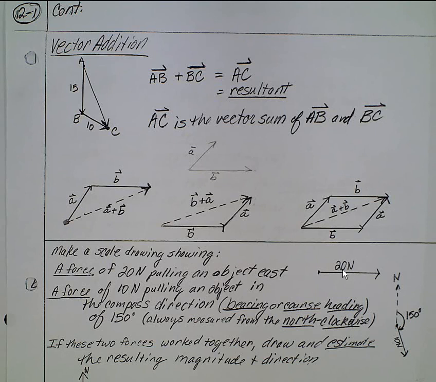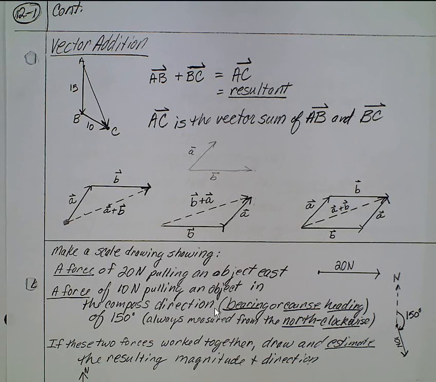Because the next thing they're going to ask you to do is draw a force of 10 newtons. Well, your 10 newtons should be half that length or half that strength, pulling an object in the compass direction of 150 degrees. Compass direction is important. You need to know that compass direction is measured from the north this time, clockwise. Whenever you talk about vectors, they always say you're going in a compass direction. It's also called a bearing, a course, or a heading angle.